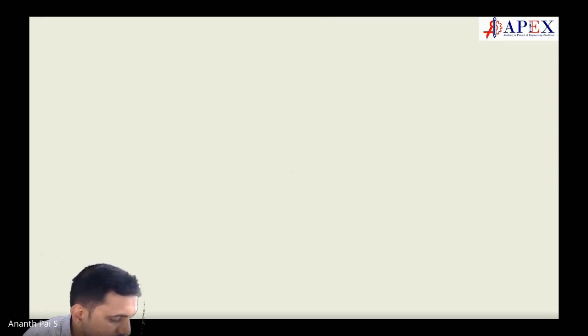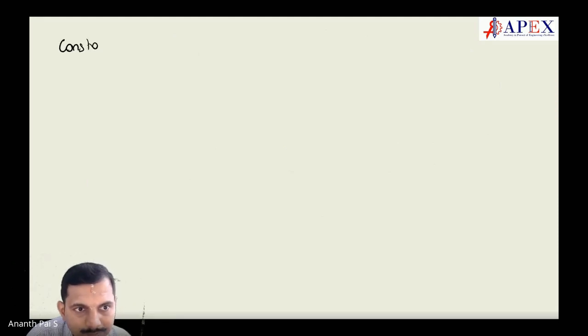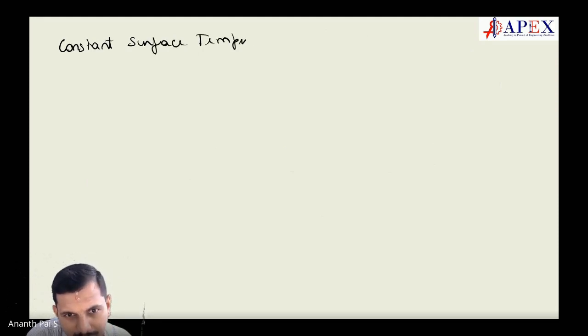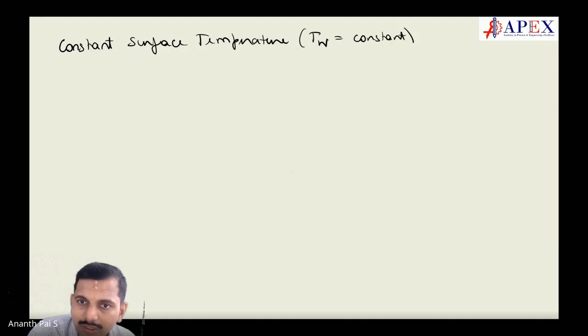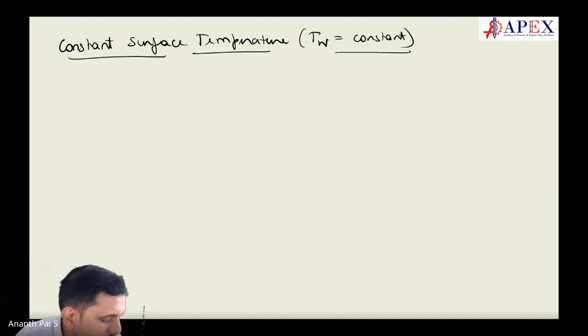Next one, let us go with constant surface temperature. Tw is equal to constant, or constant wall temperature. This is also what we can call constant surface or wall temperature.